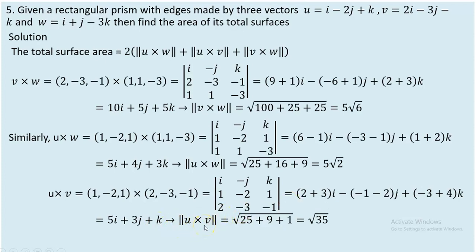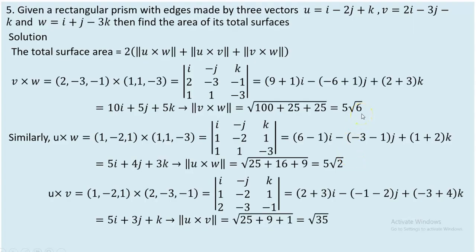So we need to look for the norm again. This is going to be 25 plus 9 plus 1, and this comes to be radical 35. So students, now we are having three outputs: 5 radical 6, 5 radical 2, radical 35. Each represents the area of the faces.